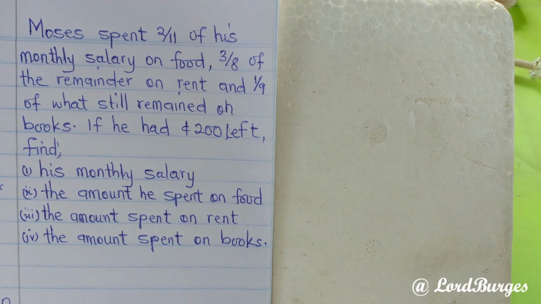He spent 2/11 on food, 3/8 of the remainder on rent, and 1/9 of what still remained on books. Then at the end, he had 200 cedis left. There is a short way of doing this. When you have such a problem, you just need to draw a table like this.